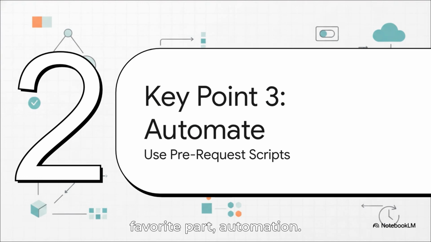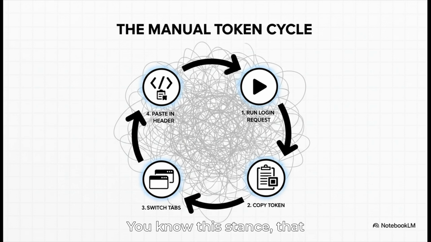Now for my favorite part, automation. We're going to solve that annoying token problem once and for all, using something called a pre-request script. Don't worry, it's just a tiny piece of code that Postman runs for you before it sends your request. You know this dance, that soul-crushing cycle. Run the login request, squint to find the token, highlight it just right, copy, click to another tab, find the auth header, paste, send, and then do it all over again 5 minutes later. What a waste of time.